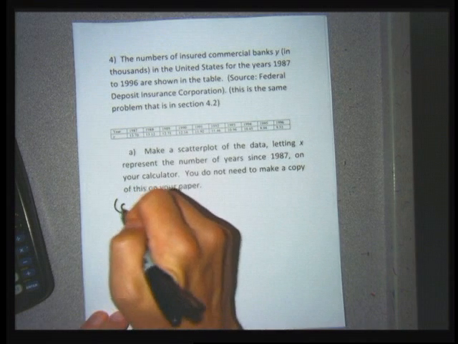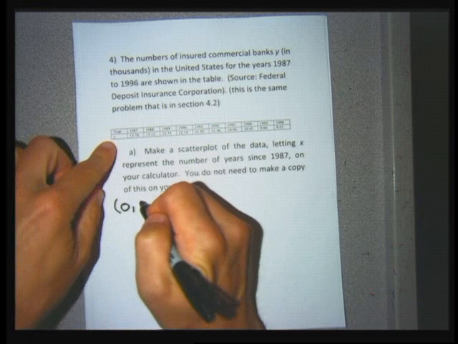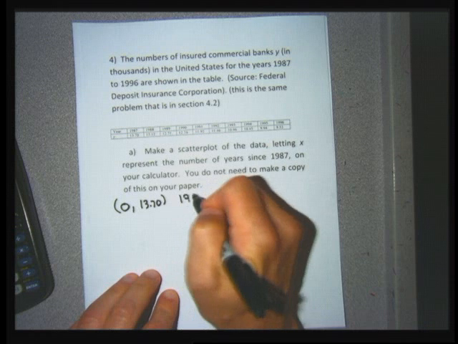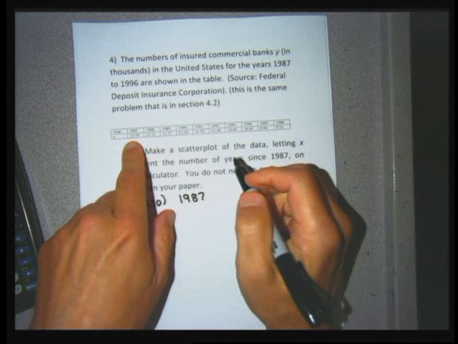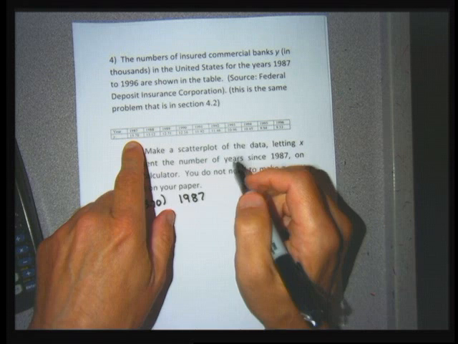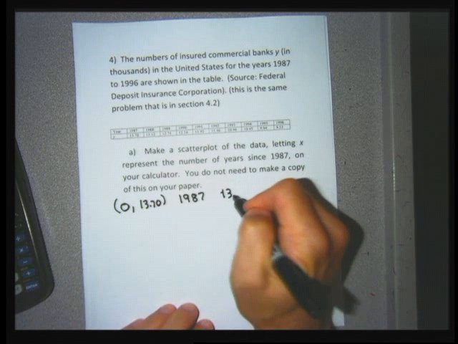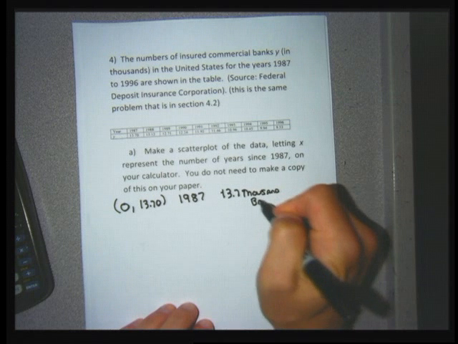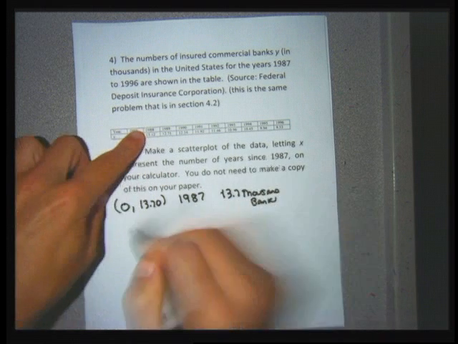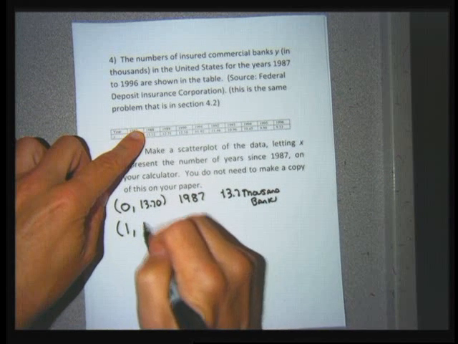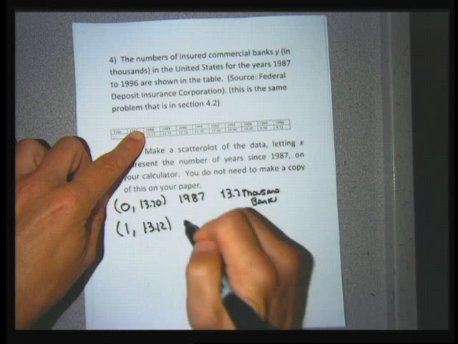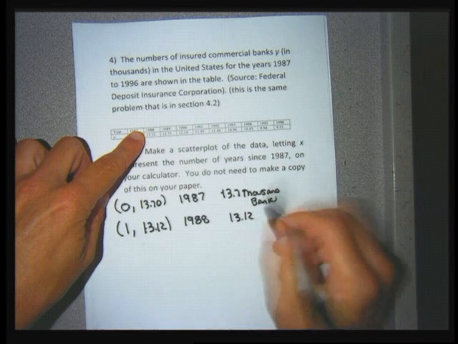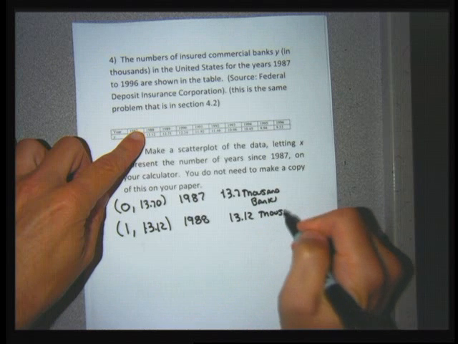So the first point I'm going to plot is 0, 13.70. That would stand for 1987. There were 13.7 thousand commercial banks. The next point I'm going to plot for 1988, I'm going to type in 1 and then 13.12. That would say in 1988 there were 13.12 thousand commercial banks, insured commercial banks.